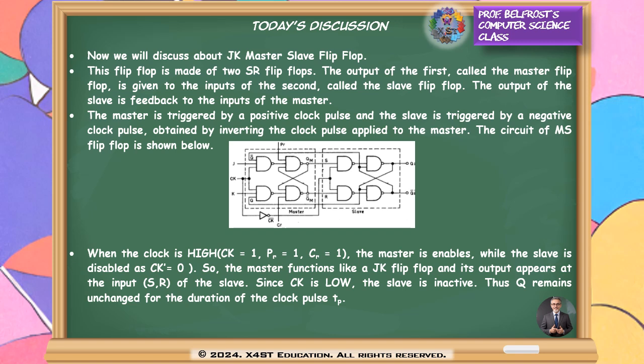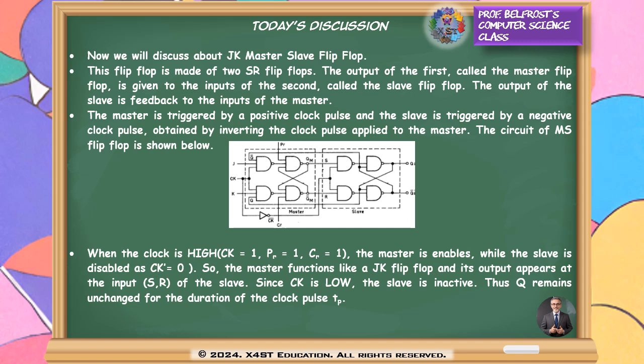So let's discuss the JK master-slave flip-flop. This flip-flop is actually made of two SR flip-flops, and the output of the first, called the master flip-flop, is given to the input of the second, called the slave flip-flop, and the output of the slave is fed back to the inputs of the master. The master is triggered by a positive clock pulse, and the slave is triggered by a negative clock pulse, obtained by inverting the clock pulse applied to the master. The circuit of the MS flip-flop is shown in the configuration on the slide.